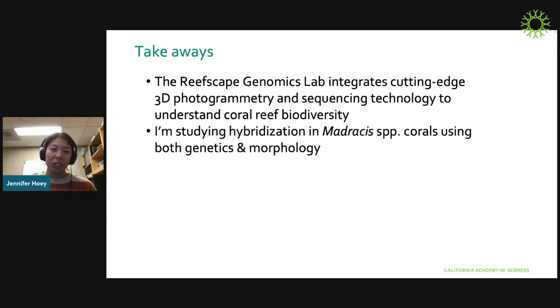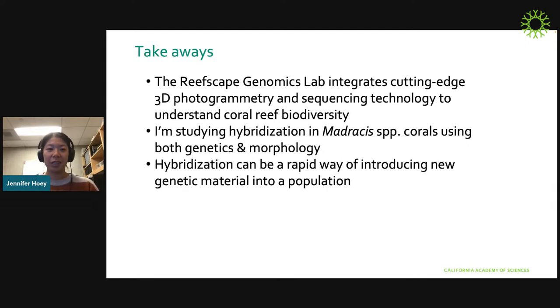For my postdoc project, I'm studying hybridization in Madracis corals using both genetics and also looking at morphology. And I think hybridization is a really interesting and important way that genes can move around between populations and species. So even though it can sometimes be detrimental, it can also be a rapid way of injecting new genetic material into a population.